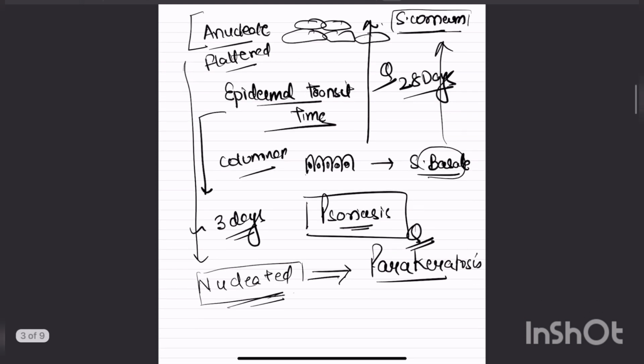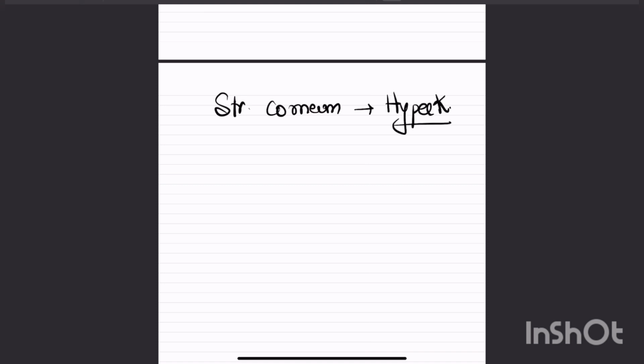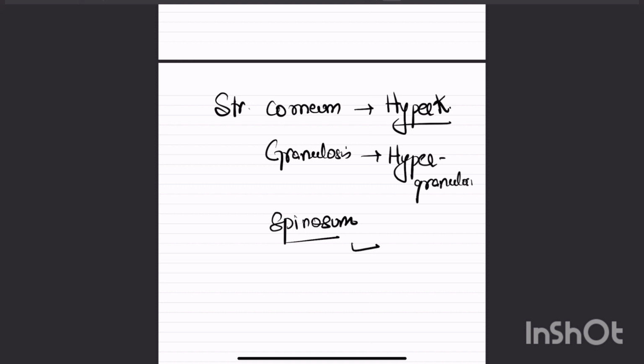So if stratum corneum is thickened, this is known as hyperkeratosis. If there is thickening of stratum granulosum, this is known as hypergranulosis. And thickening of stratum spinosum is known as acanthosis. Very important questions.